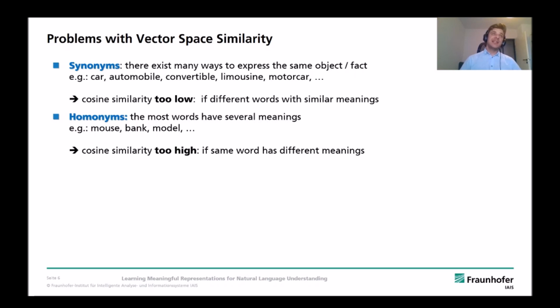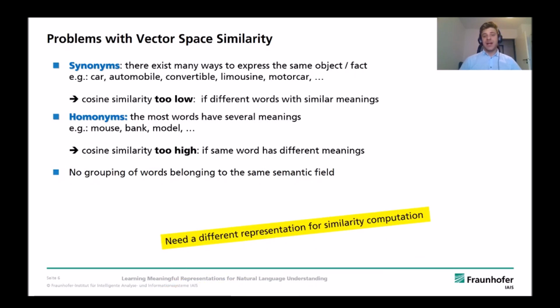So in this case the cosine similarity would be too high if we have the same word with different meanings. Now we don't have any grouping whatsoever of words into semantic fields or semantic concepts if we use the bag of words or the TF-IDF vector representation. And we need a different kind of representation in order to compute similarities which take into account the synonymity and the homonymity.